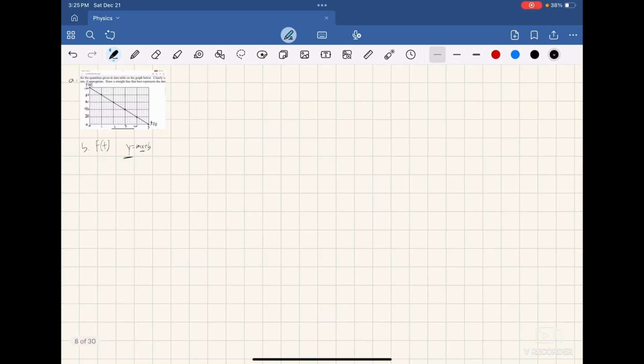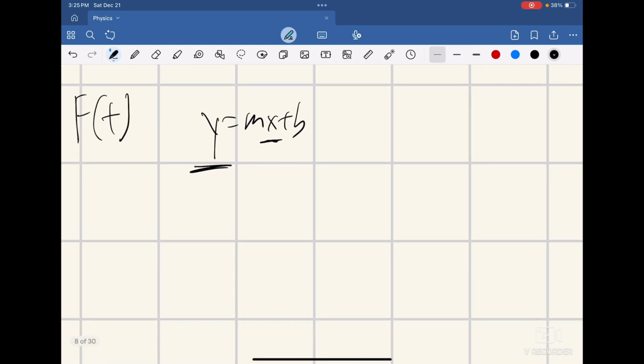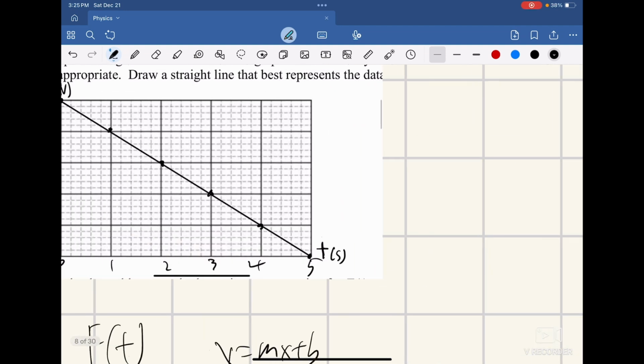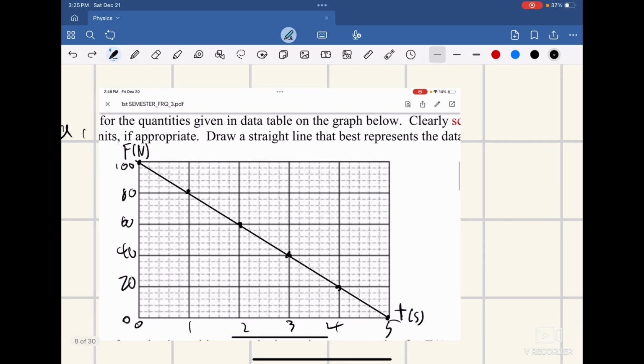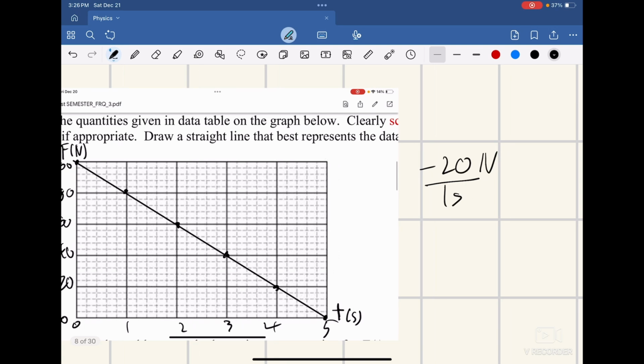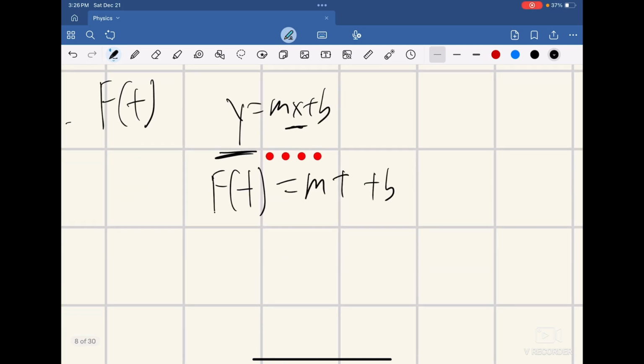So all we have to do is replace y with F of t is equal to mt plus b. And how do we find b and m? Let's start with m, where m is just the slope, right? So how do we find slope? We already found the slope. We already have it right here, right? And what we know about this graph is that it shows us that every 1 second that passes, it decreases by 20 newtons. So it is negative 20 over 1 second. That is our m, and we can just plug that in.